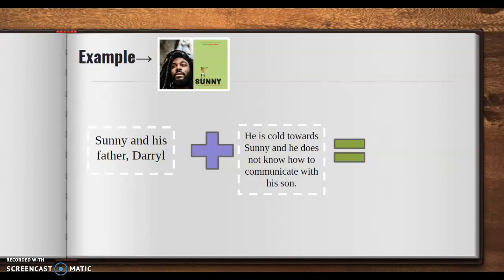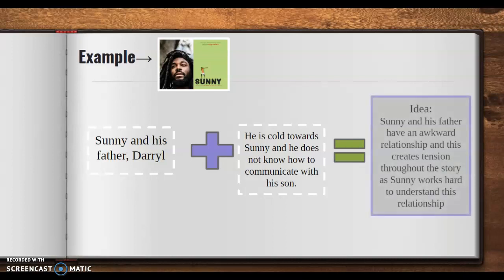So this is further along in the read, but throughout these character interactions, we notice that Daryl is cold towards Sunny, and he does not really know how to communicate with his son. And it's very subtly given, but he says finally and finally. And you even hear that there's boing boing in their brains. They don't know how to get these words and these thoughts out. They're kind of just sitting there in silence, right?